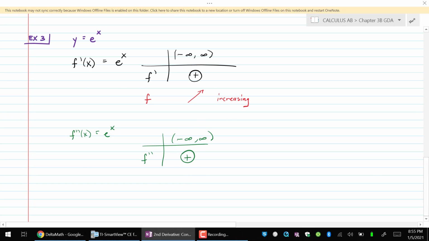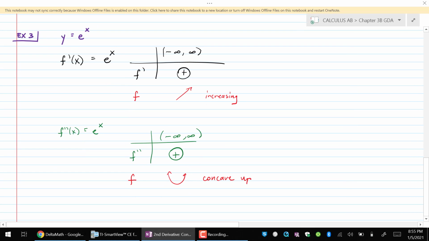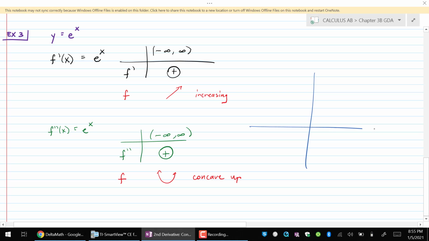What does that mean for regular f? It means that regular f will always be concave up on its entire domain. And if we look at the graph of y equals e to the x, a really nice exponential function, we see that it is, in fact, always increasing on its domain, and it's also concave up.